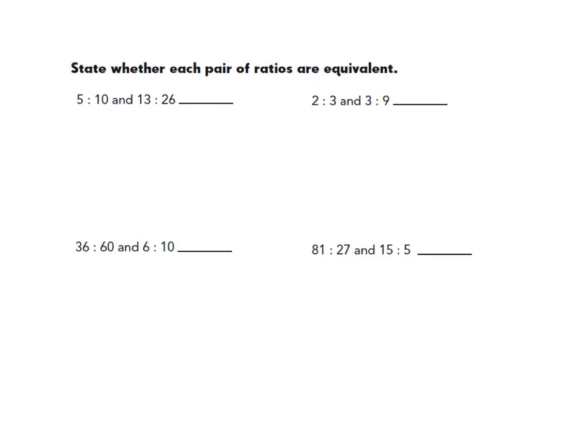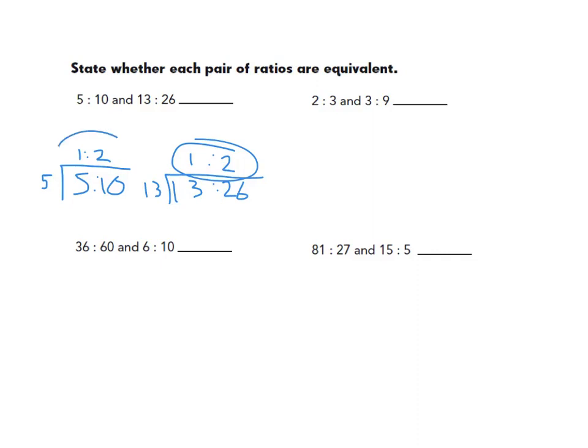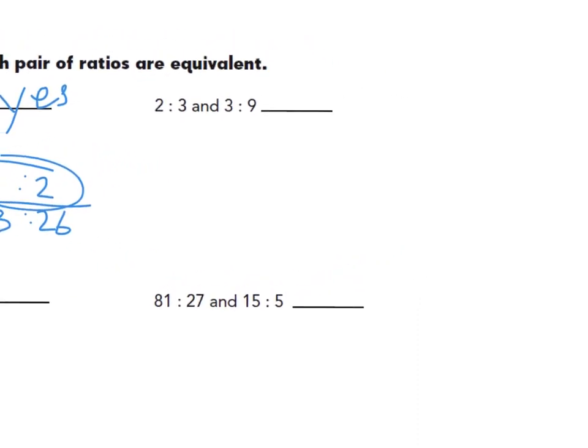So if I look at the first one, which is 5 to 10, if I set up that ratio and try to put it in simplest form, I can divide them both by 5 and get 1 to 2 as the ratio. And if I do 13 to 26, divide those both by 13, that becomes 1, that becomes 2, and I see I have two matching ratios. So are they equivalent? Yep, because in their simplest form, they show that they have the same ratio.